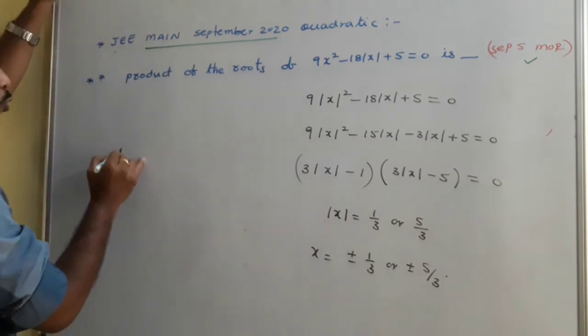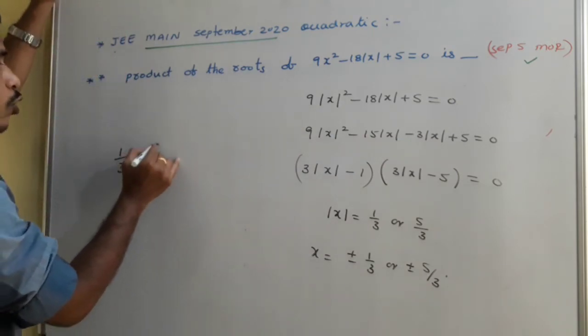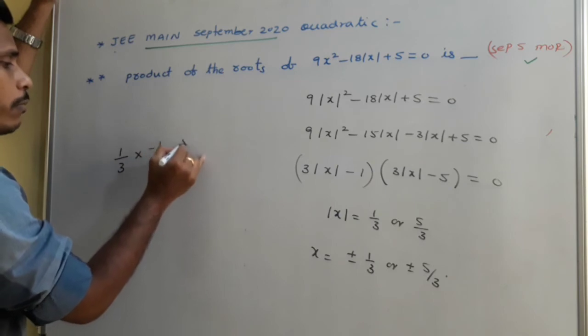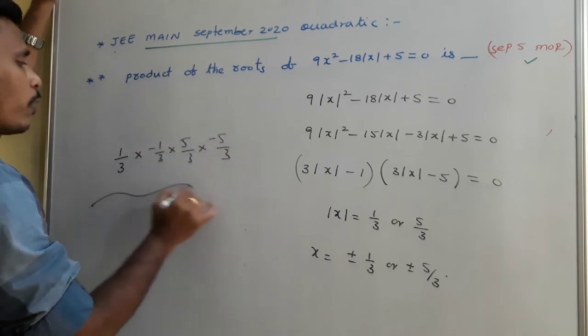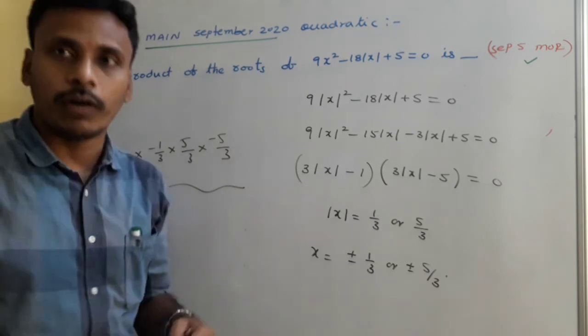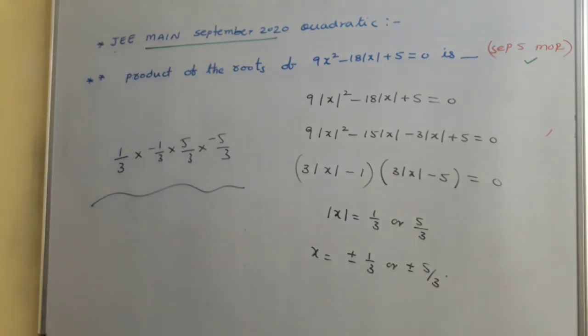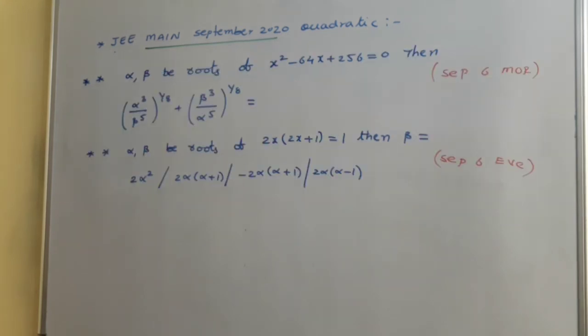The question asks you to find the product of all the roots. So 1 by 3 into minus 1 by 3 into 5 by 3 into minus 5 by 3. So this product is simply 25 by 81, and that's your answer. Okay, have a look. Let us look at the next problems.